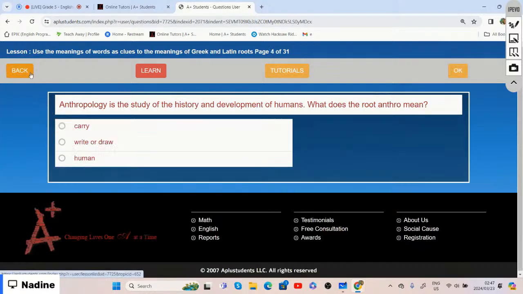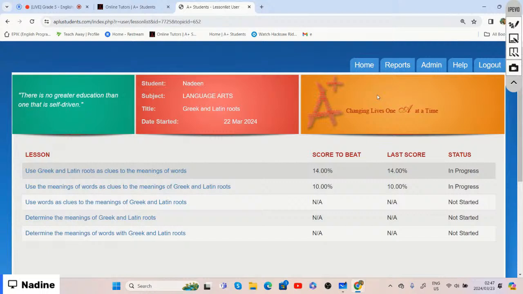So, great job, everybody. Well done. That is now the end of our lesson on Greek and Latin roots. In our next lesson, we are going to continue with Greek and Latin roots, and then we will have a deeper understanding of what Greek and Latin roots are.